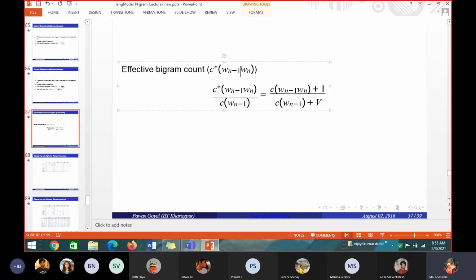C star of Wn minus 1 comma Wn divided by, see, if I do something will come here. 1 minute. Here comma you make it Wn minus 1. Make a note of this formula. C star of Wi, if you want, you write i minus 1 comma Wi, divided by C of Wi minus 1, is equal to plus 1 in the numerator by plus V in the denominator, where V is the total number of words. This is the effective bigram count C star we have to calculate at the end.